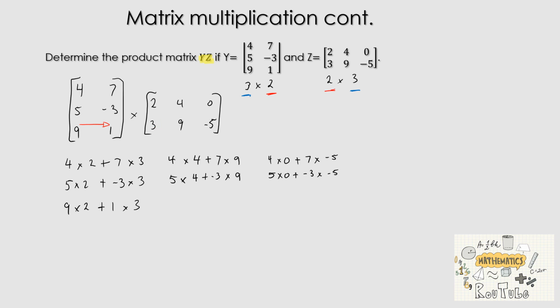So then we move over to the next column and we can dive down that one. Then we've now got 9 times 4, and we're going to add 1 times 9. And then to finish off, we are finished with that column. And then we can dive down the very last column to make it 9 times 0 plus 1 times negative 5. And don't forget your brackets at the end.